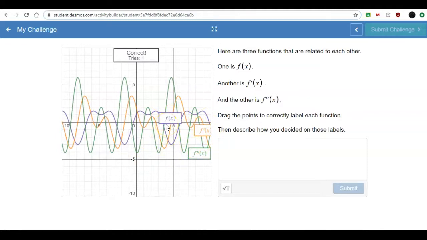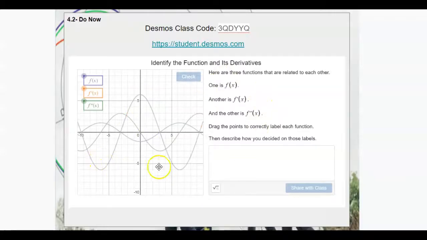To do that, what I'm looking at is the maximums and minimums of each function, and then the points where y is equal to 0, because I know that the zeros of the derivative must correspond to the stationary points of the function, and the zeros of the second derivative must correspond to stationary points on the first derivative. So I want you to go back to this, have another look, and see if you can build your fluency with these type of questions.